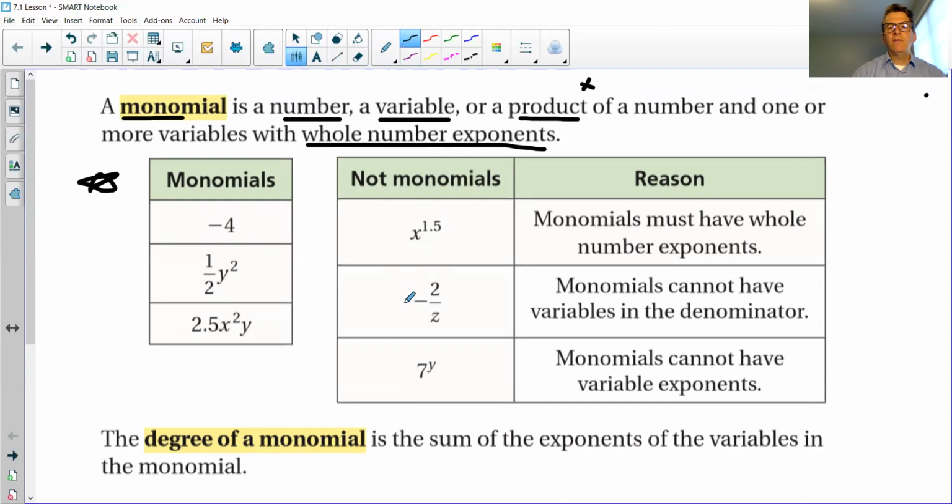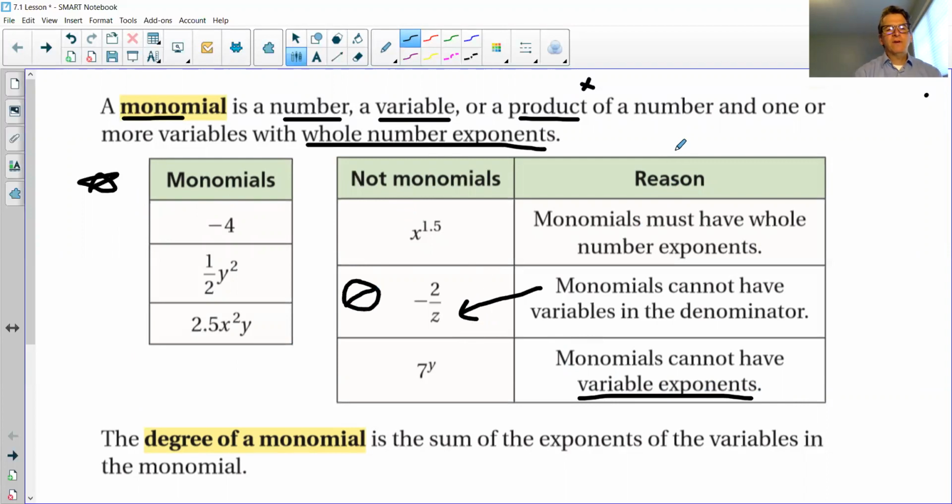The second one, -2/z. Monomials cannot have variables in the denominator. That's why that one is not a monomial. And the last one, z to the y power. Monomials cannot have variable exponents. Okay, so here are some examples of monomials, and these are examples of not monomials, and here are the reasons. Take a good solid look at this slide before we go on to the first example.